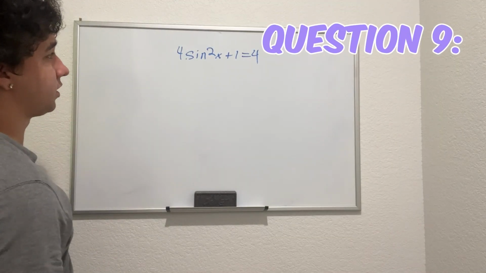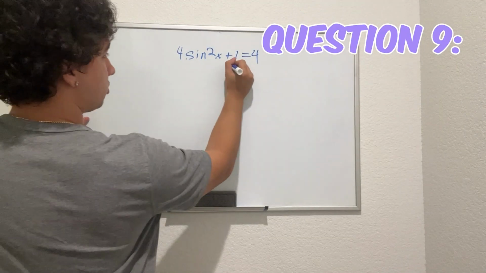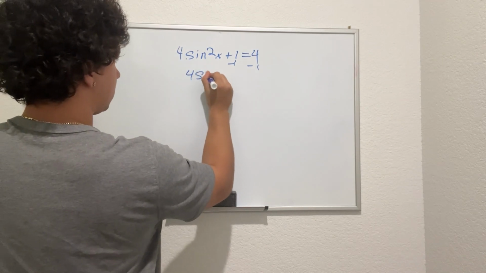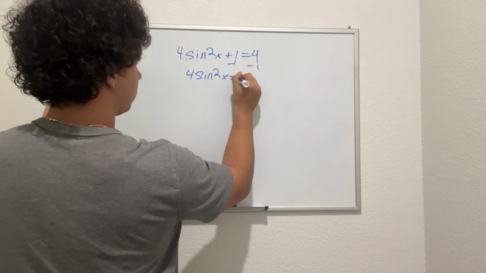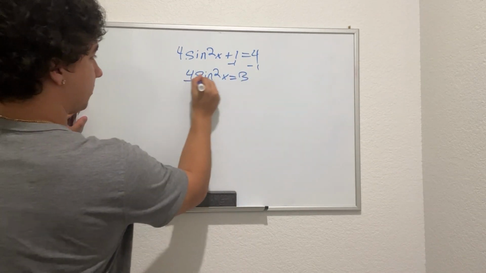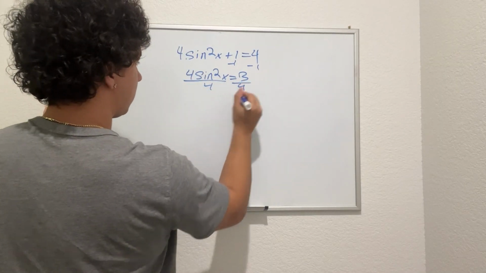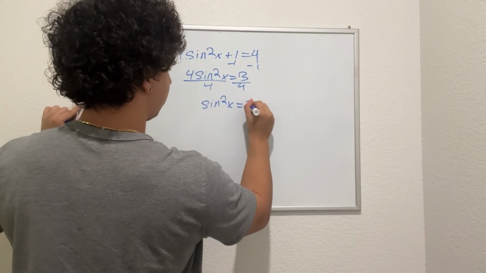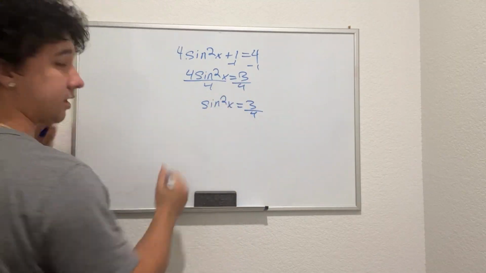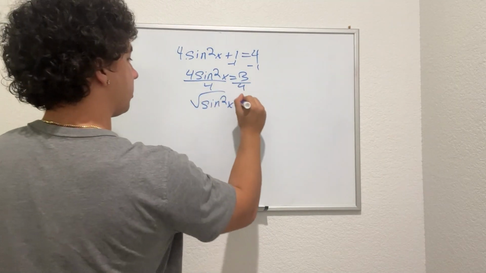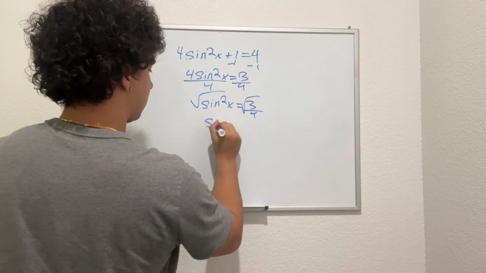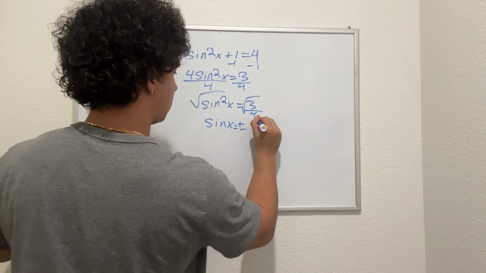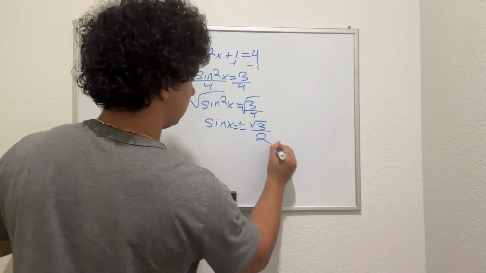All right, last question here. So first thing I'm going to do is subtract 1. That's going to give me 4 sine squared x equals 3. Next, I'm going to divide both sides by 4. That gives me sine squared x equals 3/4. Now I have to get rid of that square, so I'm going to take the square root of both sides. That's going to give me sine x is equal to plus or minus the square root of 3 over 2.